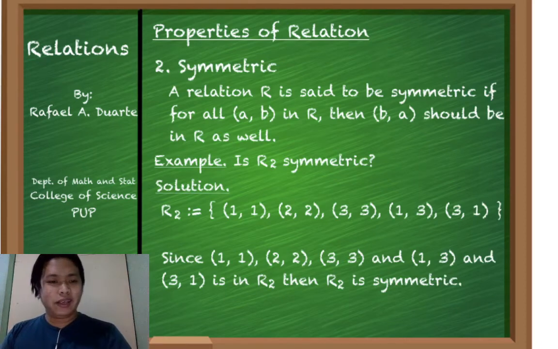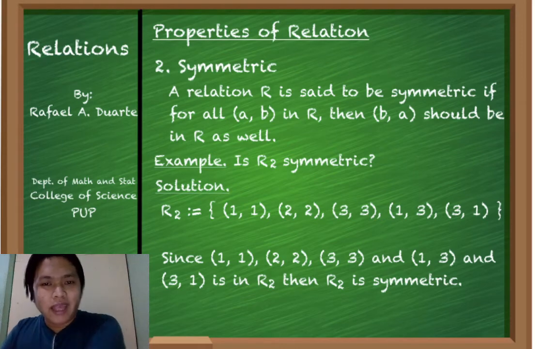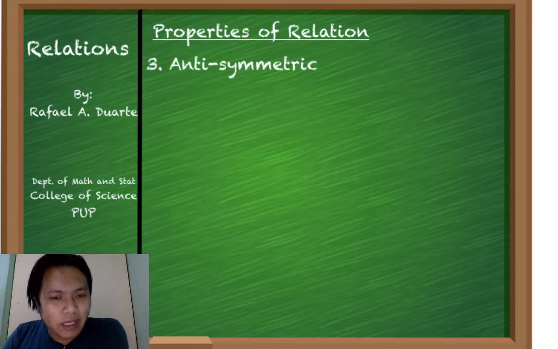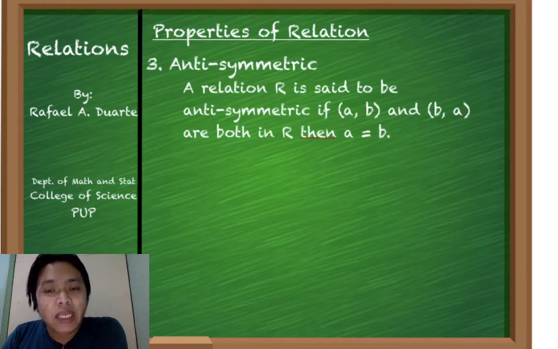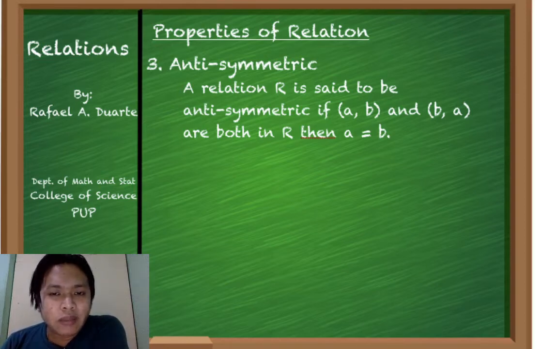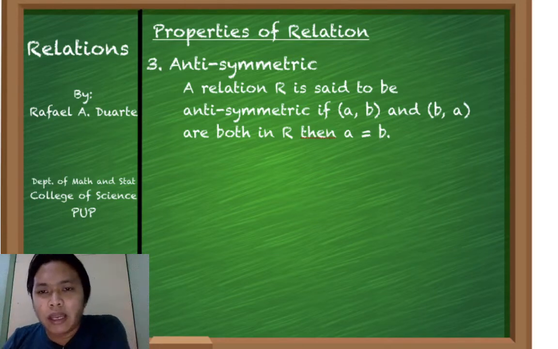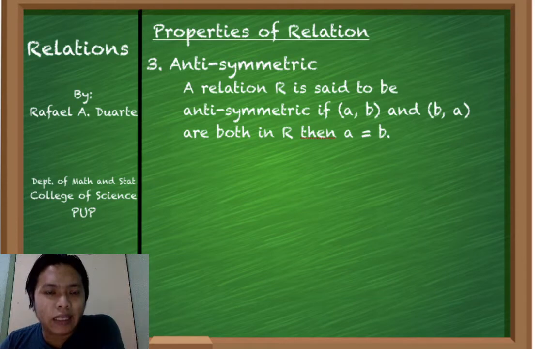Ayun, sorry. Game. Next, the next property would be antisymmetric. A relation R is said to be antisymmetric if (a, b) and (b, a) are both in R, then a is equal to b. Ang sinasabi niya lang, lahat ng may kabaliktaran sa relation, pag yung kabaliktaran niya nasa loob, dapat equal yung elements, yung a tsaka yung b.